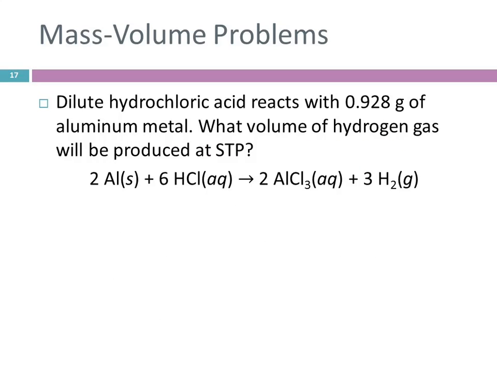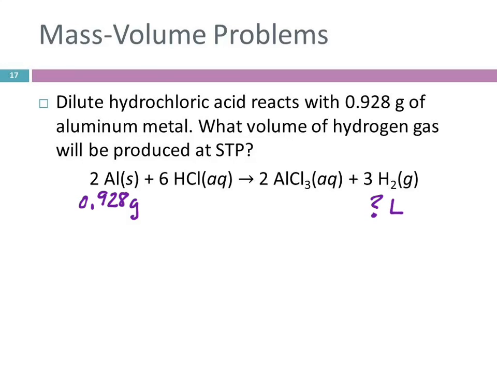So here's an example. Dilute hydrochloric acid reacts with 0.928 grams of aluminum metal. What volume of hydrogen gas will be produced at STP? So here's our balanced chemical equation. And I'm going to find this number, 0.928 grams of aluminum metal. So that's the aluminum metal. So I'm going to write that mass down here, 0.928 grams. And it's asking what volume of hydrogen gas. So question mark.